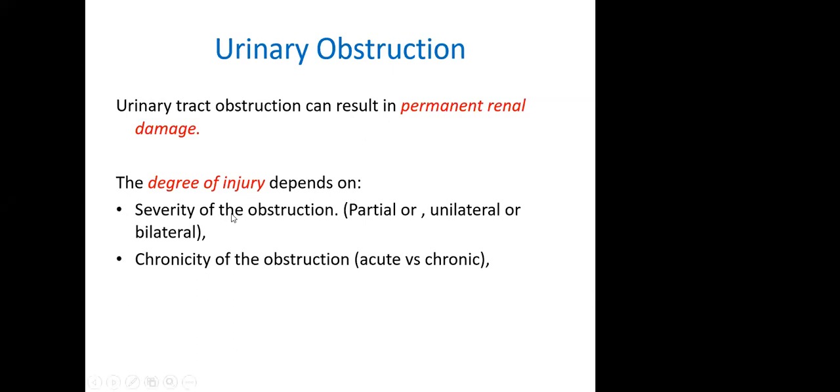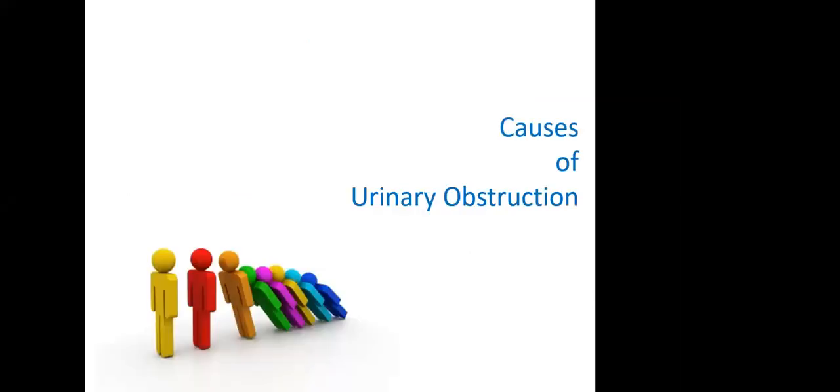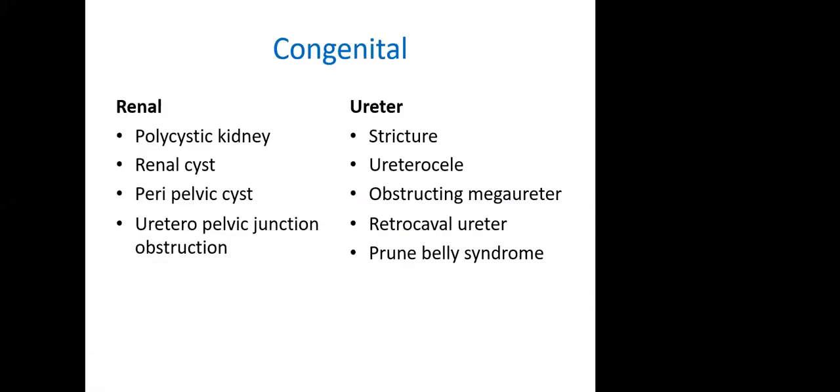So the degree of injury usually depends upon the severity of obstruction. Whether a unilateral kidney is obstructed or it is a bilateral kidney obstruction, and whether it is an acute obstruction or chronic obstruction. All these factors determine the degree of injury to the kidney. Coming to the causes of urinary tract obstruction, these are not much more important.